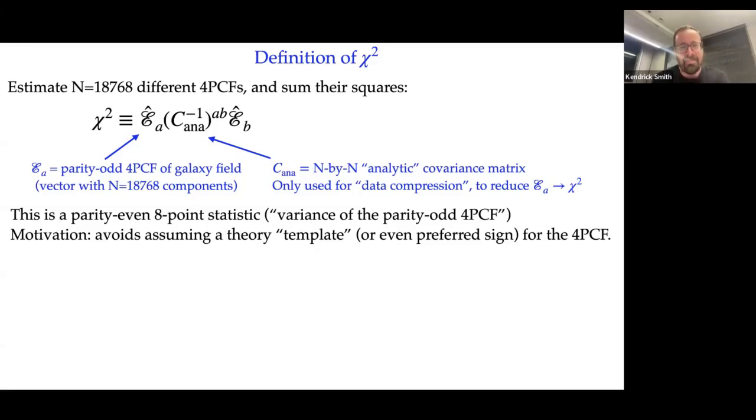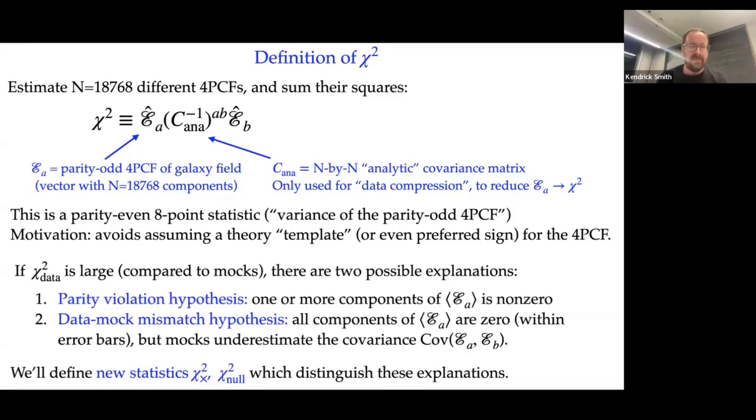Chi-squared is a parity-even 4-point statistic. It's more like the variance of the 4-point function. The motivation is that it avoids assuming a theory template or even a preferred sign for the 4-point function. In the absence of a preferred template, you're forced to square components and then add them together since there's no preferred component. So I claim that if you see an excess in chi-squared, there are two possible explanations.